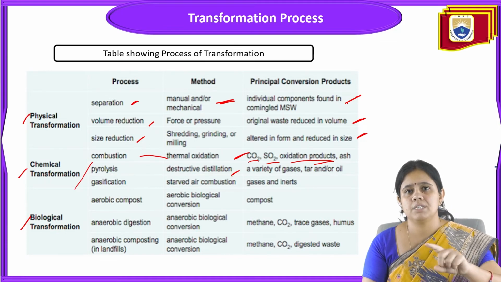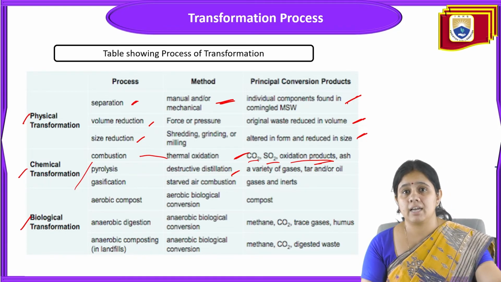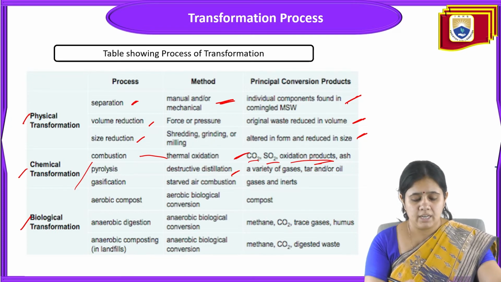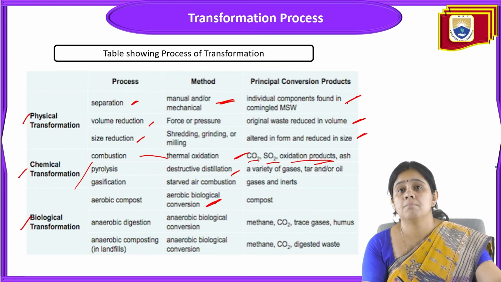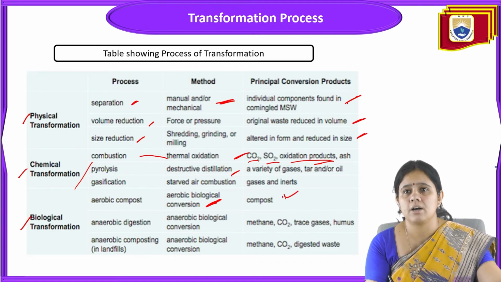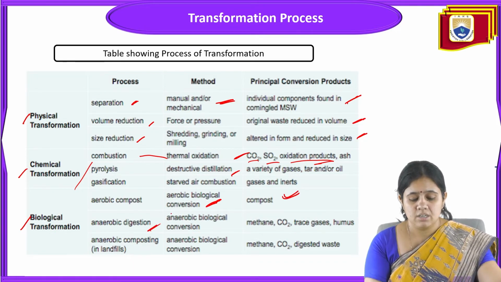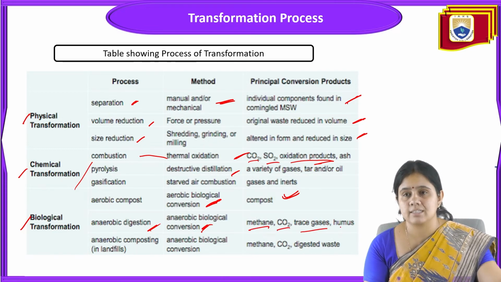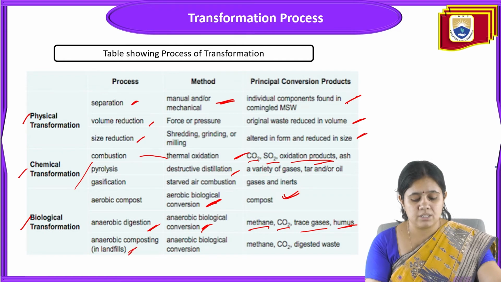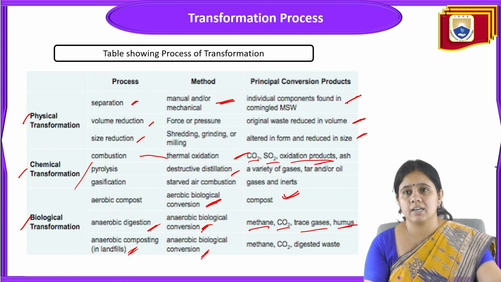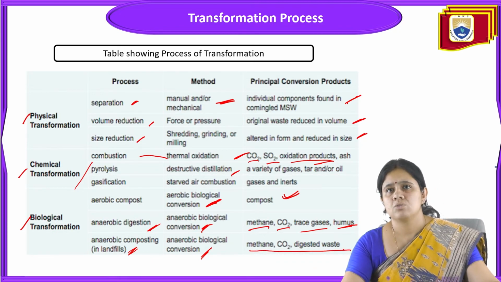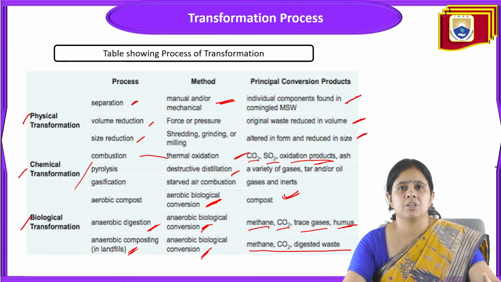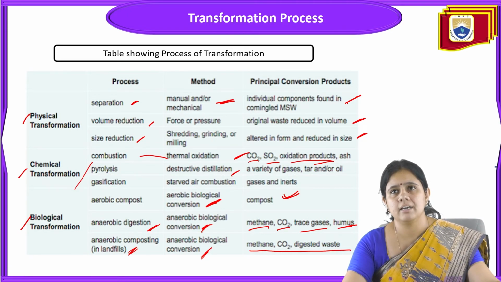Like this, we come to the biological transformation. First is aerobic composting, then anaerobic digestion, and anaerobic composting in the landfill. Aerobic composting involves aerobic biological conversion, which converts the waste into compost. Anaerobic digestion is an anaerobic biological conversion, and it involves methane, carbon dioxide, trace gases and some humus. Anaerobic composting in landfills is also an anaerobic biological conversion. Its end products are methane, CO2 and digested waste. So these are the processes of transformation: physical, chemical or biological transformation that we are dealing with here.